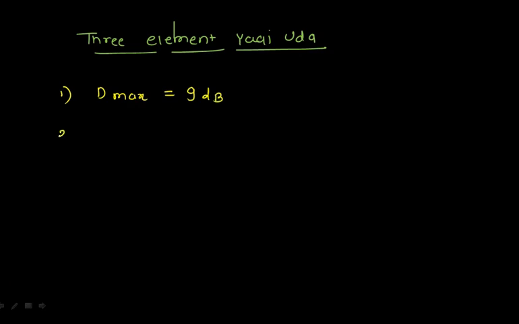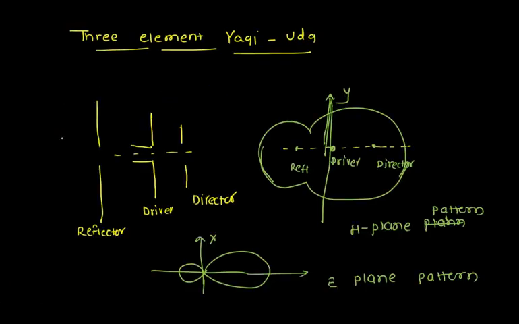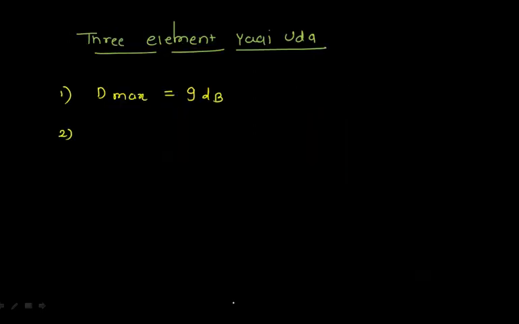Okay, the spacing between, if I go to the backside, this spacing I'll call SR, that is the spacing between the reflector and the driven element. This spacing I'll call SD. So what will be the spacing between these two elements? If you keep SR and SD between 0.15 lambda to 0.125 lambda, it gives you very nice results.